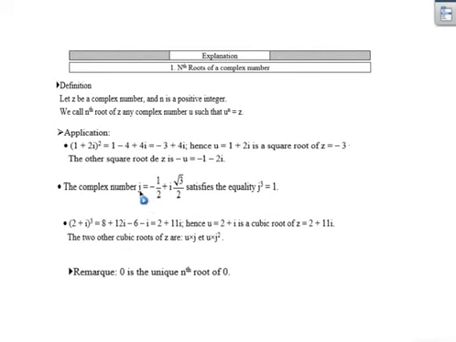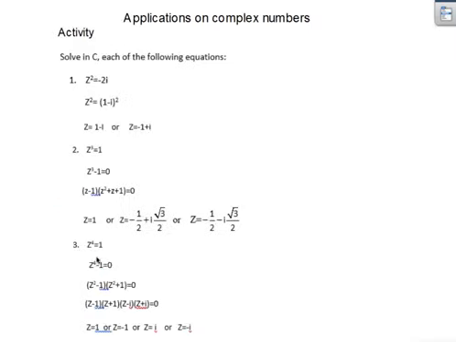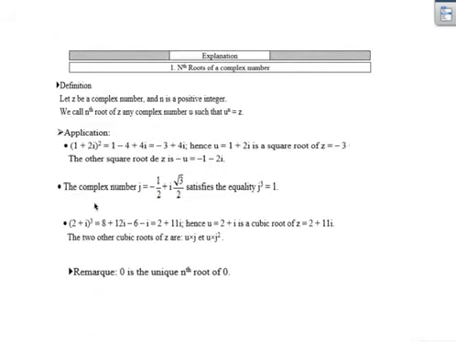This complex number j equals minus half plus i radical 3 over 2 satisfies the equation j cubed equals 1, as shown here. When we solve the equation z cubed equals 1, we get z equals minus half plus i radical 3 over 2. Also like this, (2 plus i) cubed is equal to 2 plus 11i. This means that 2 plus i is a cubic root of 2 plus 11i. The two other cubic roots are u times j and u times j squared.